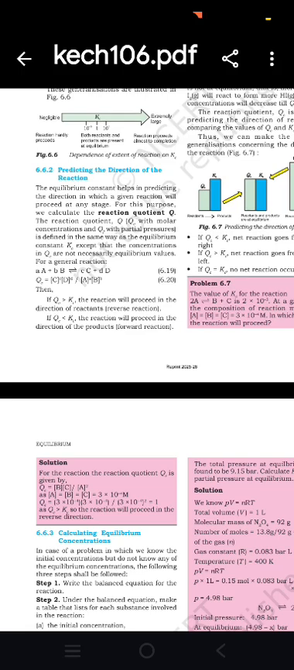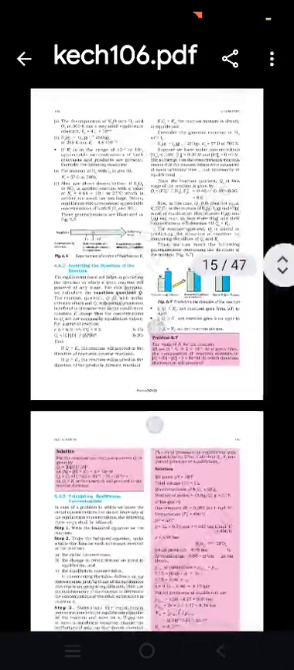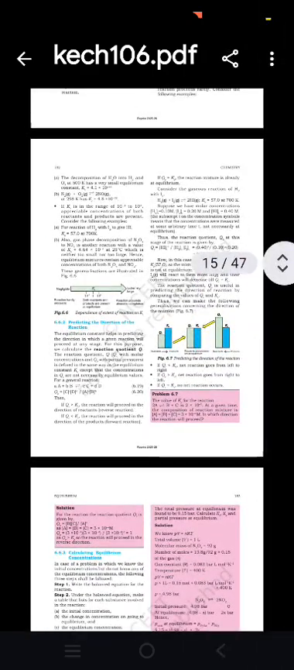If Qc is greater than Kc, the reaction will proceed in the direction of the reactants. If Qc is less than Kc, the reaction will proceed in the direction of the products. If Qc is equal to Kc, the reaction mixture is already at equilibrium.